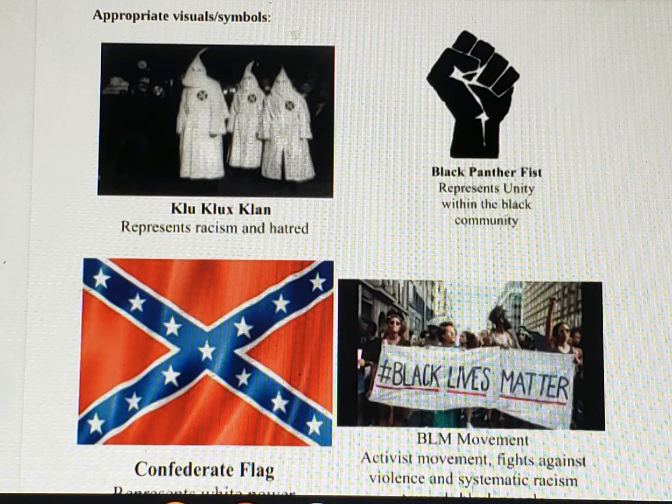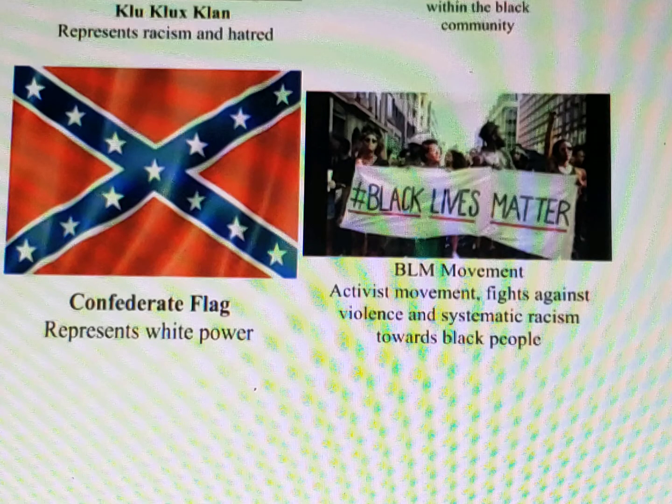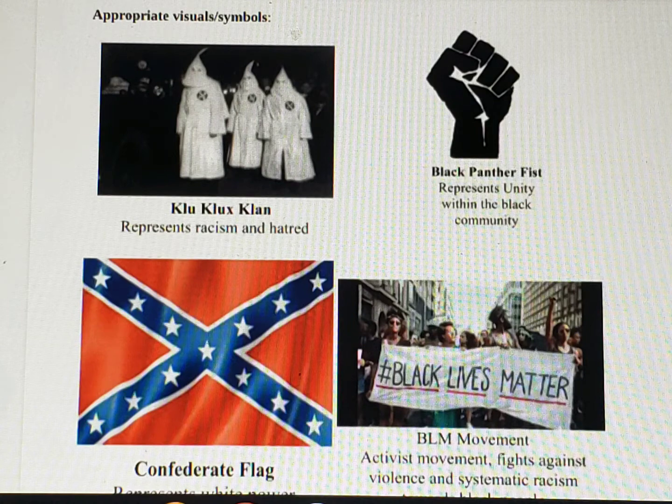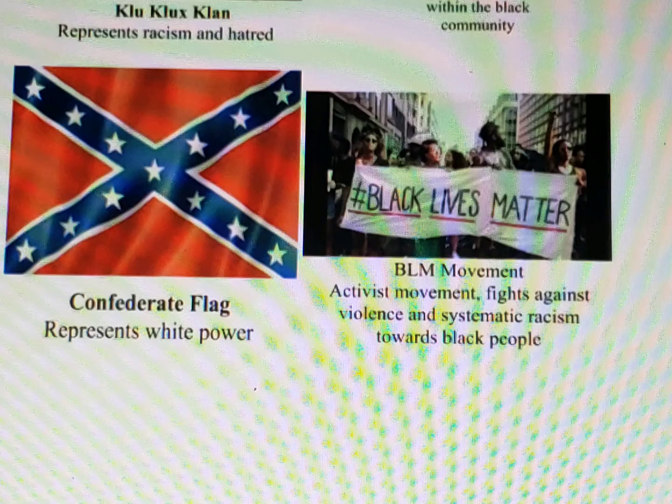So for our visuals and symbols, we chose the Ku Klux Klan because they represent racism and hatred. We chose the Confederate flag because it represents white power. We chose the Black Panther fist because it represents unity within the Black community. We also chose the Black Lives Matter movement because it's an activist movement fighting against violence and systemic racism towards Black people.